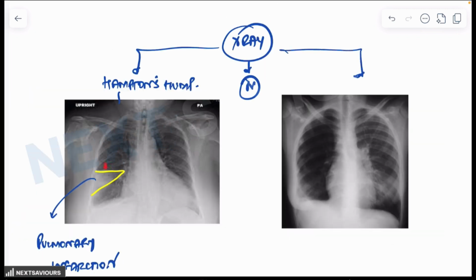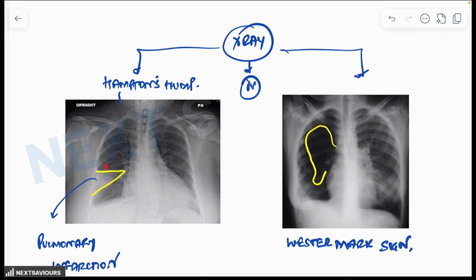On the other hand, there is also a possibility of focal oligemia, which is decreased lung markings due to vascular obstruction distal to the emboli. And this finding is known by the name of Westermarck sign. So out of the two, majority of the times in your question, you get this Hampton's hump because it can be easily identified in the lower lobe wedge-shaped opacity with the clinical question where the features of pulmonary embolism are given, and then they proceed in asking about the diagnostic modality.